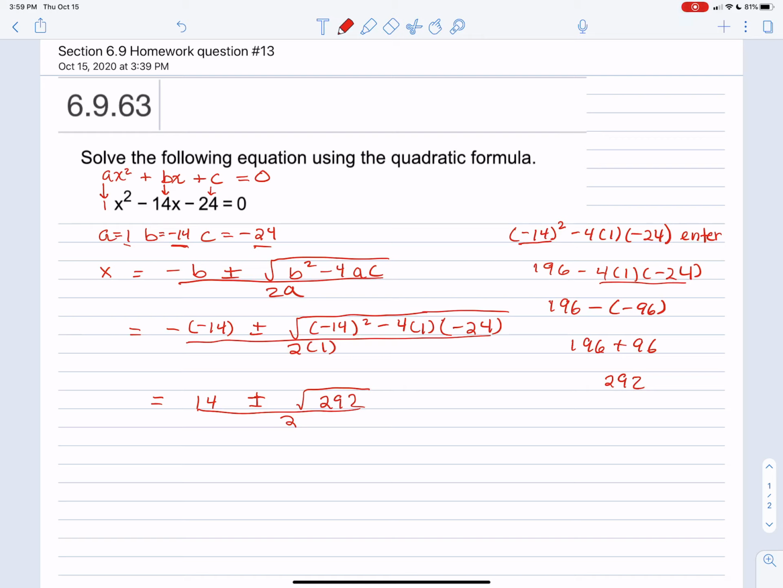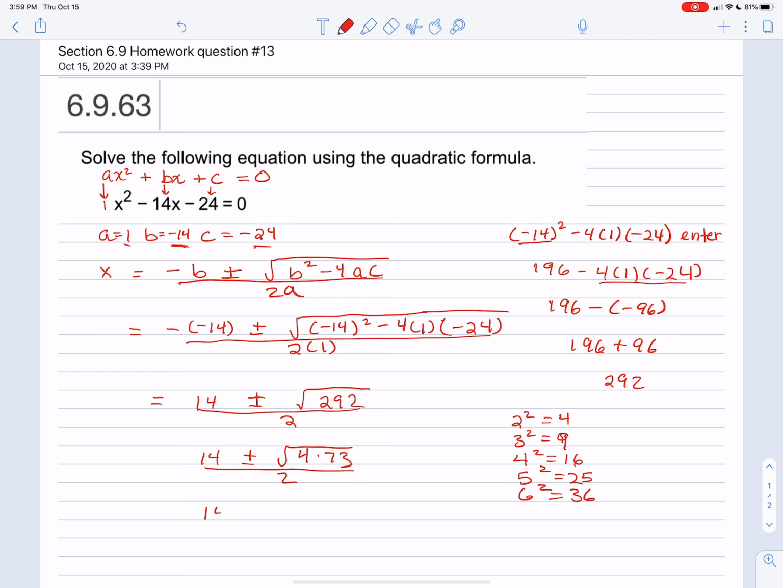Now we have to simplify this radical if we can. We have to look to see if there's a perfect square factor that will divide evenly into that 292. So 2 squared is 4. 3 squared is 9. 4 squared is 16. 5 squared is 25. 6 squared is 36. Actually, I'm going to try the 4. So 292 divided by 4 is 73.